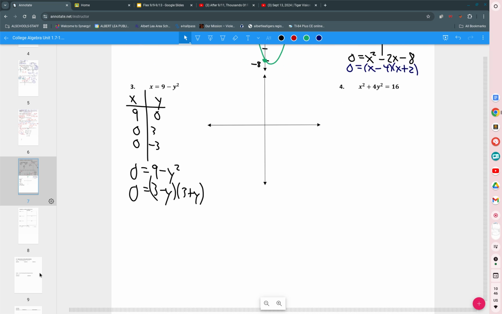Okay, hopefully you came up with 9 for your x value for the intercept, and then y would be positive and negative 3. So as we sketch this, I'm going to go by 3s. So 3, 6, and 9.